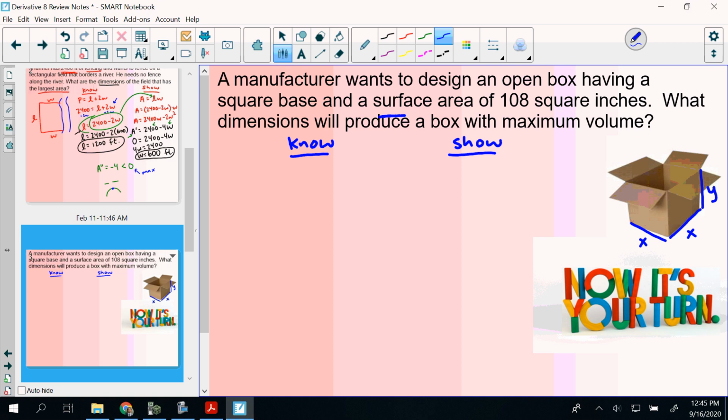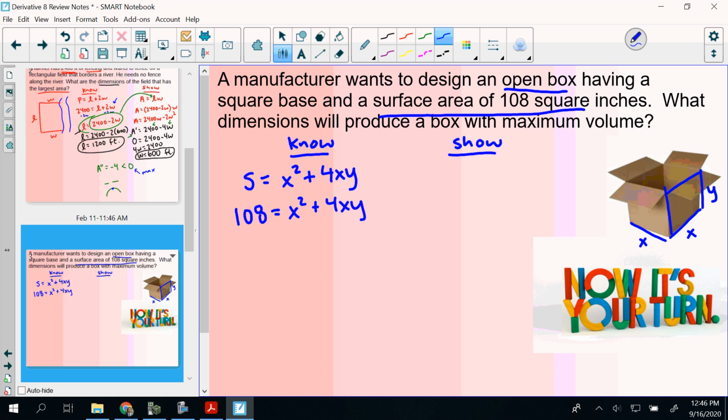Okay, let's see. What we know here is there's a surface area of 108. So what's our surface area equation for this one? They'd expect that you could come up with this surface area on your own. Note that it is an open box, so we don't need to count the top. So the bottom would be x times x, or x squared for the area. The sides, like one of these sides here, is x times y, and all 4 of them are going to be the same. So there's 4 areas of x times y. And then we know that the surface area ends up being 108. So let's set that equal to 108.